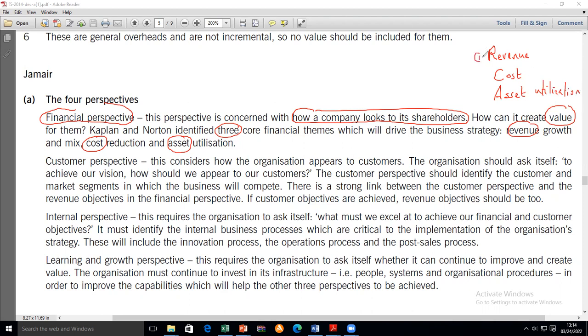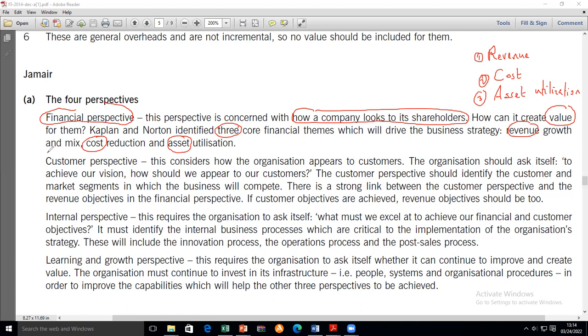So these are the 3 items that we must monitor. Okay. So let's come to the financial perspective. Where do these come from? How can we improve on revenue, cost, and asset utilization?